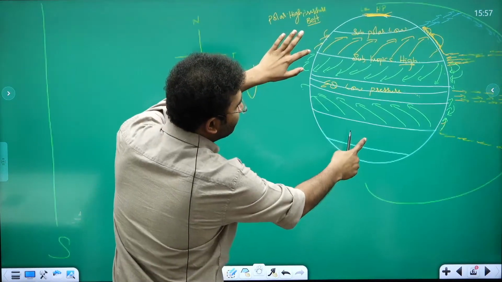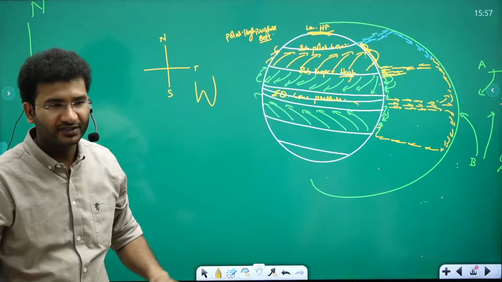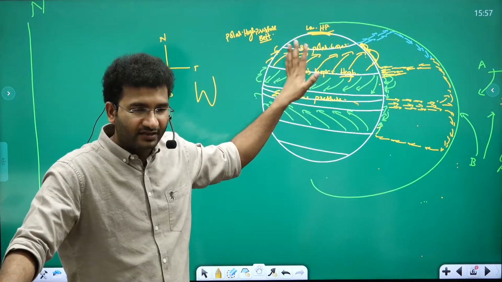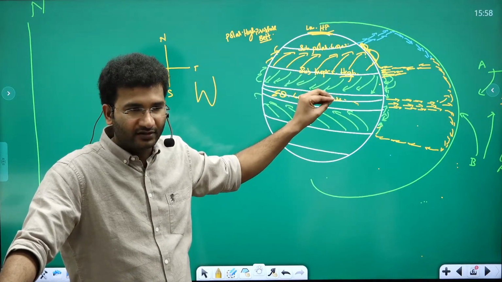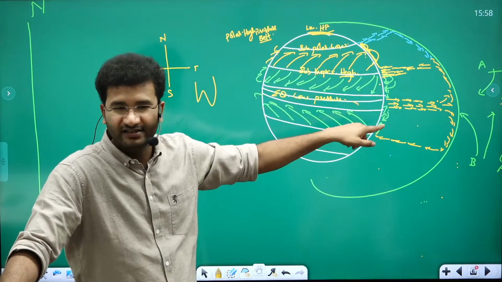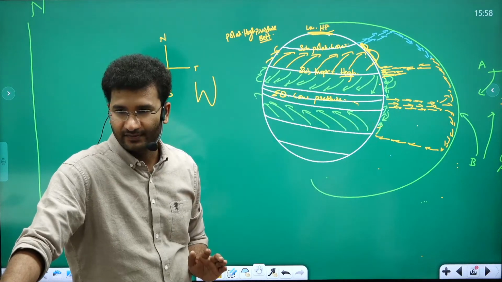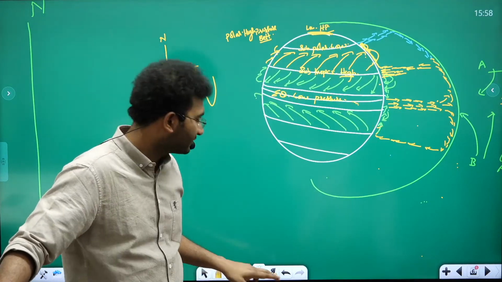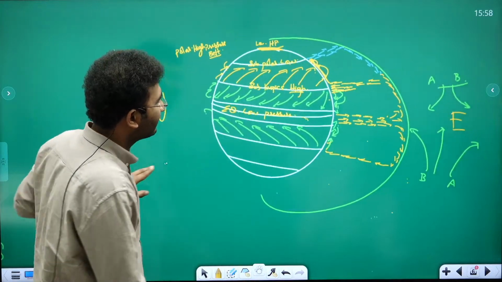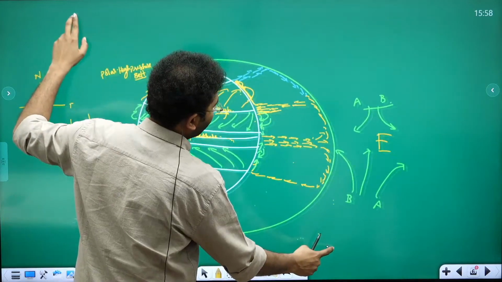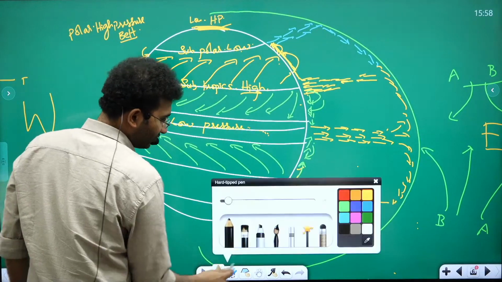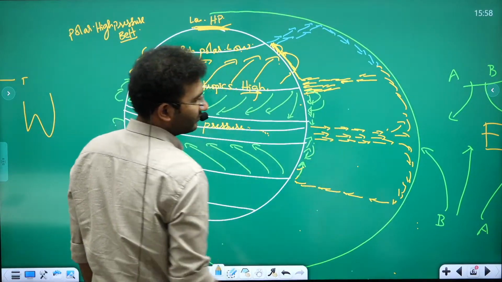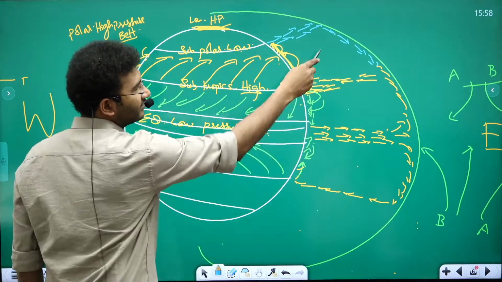So like this, the first concept that you need to know is the pressure belts and the direction of the winds. Now this easterlies direction, whenever you learn the advanced topics in this, are jet streams. Now what is this advanced? Where are these jet streams present? See, the jet streams are present between two cells. You got to know that this is one cell, this is another cell, this is another cell.